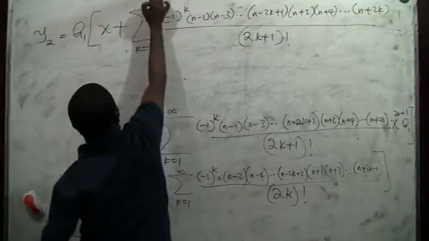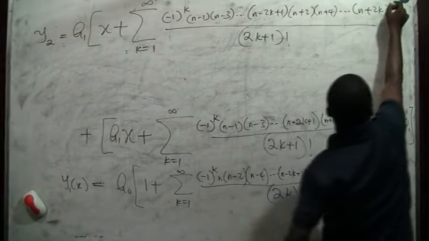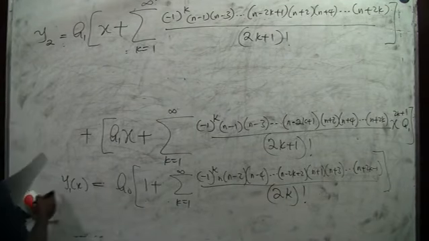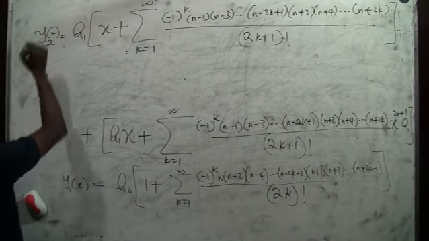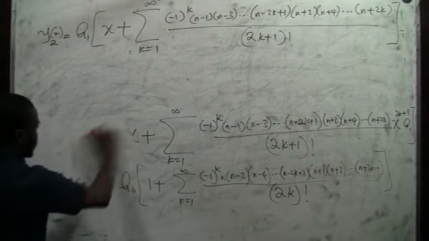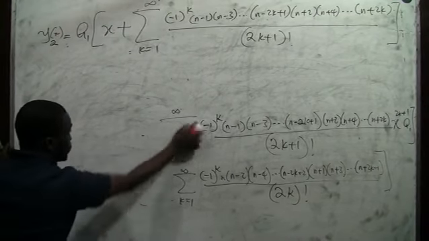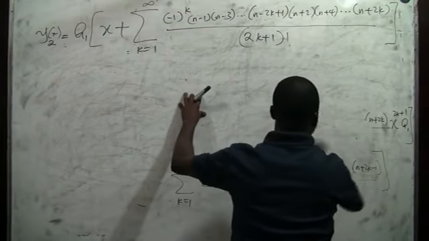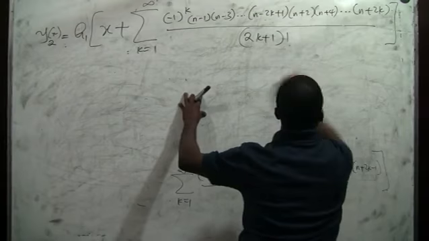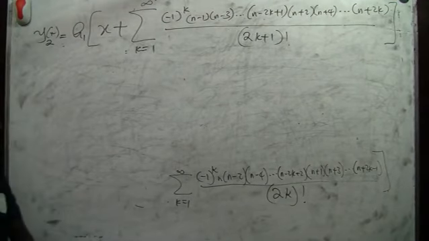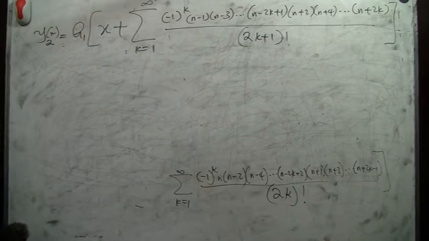From 1 to infinity. That is the second solution, y2 of x. So through the Frobenius method, we have established the two solutions.